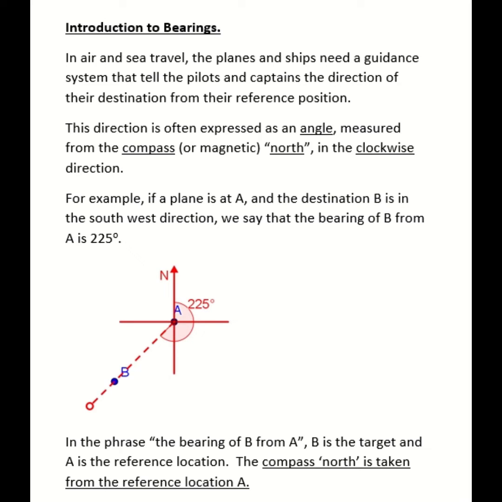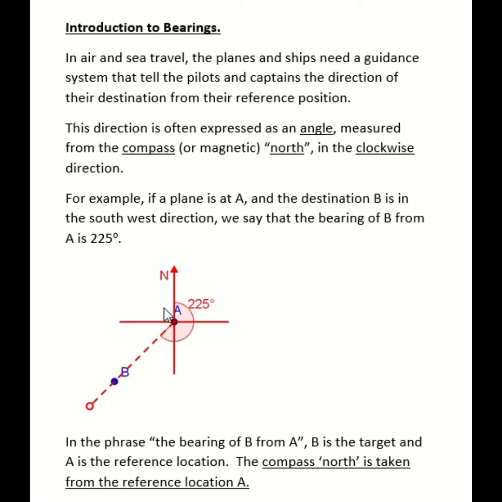Introduction to bearings. In air and sea travel, the planes and ships need a guidance system that tells the pilots and captains the direction of their destination from their reference position. This direction is often expressed as an angle measured from the compass or magnetic north in the clockwise direction.